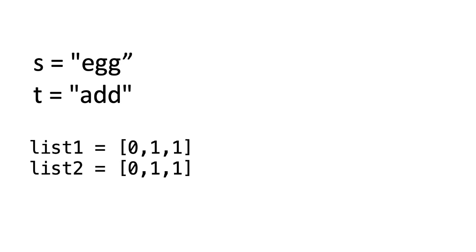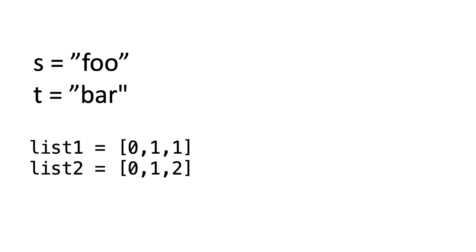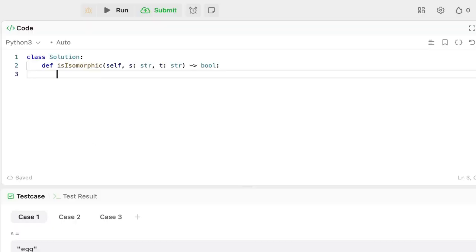If both the lists are the same, we are returning the output as true. Let's take another example. In this case, S is equal to foo and T is equal to bar. So list 1 will have values 0, 1 and 1, and list 2 will have values 0, 1 and 2, because in T we have 3 different characters. So both the lists are not the same, hence we are returning the output as false. I hope the approach is clear. Now let's see the implementation. Let's implement the second approach.